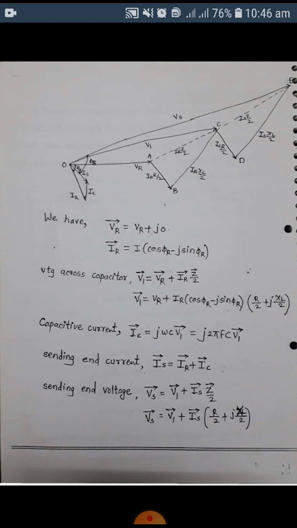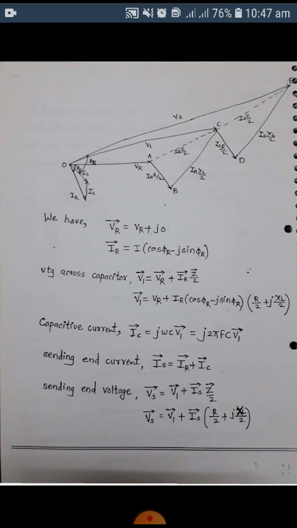Now to find the sending end voltage phi s. That phi s is equal to voltage across the capacitor plus Is into Z by 2. That Z by 2 is the impedance of the first line section. This equation becomes phi s equal to phi1 plus Is, whose value is already known to us. Now put that Z by 2 as R by 2 plus j XL by 2.